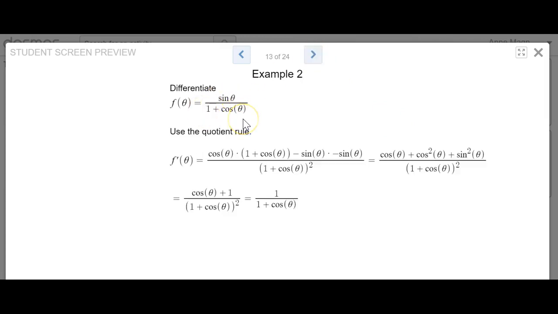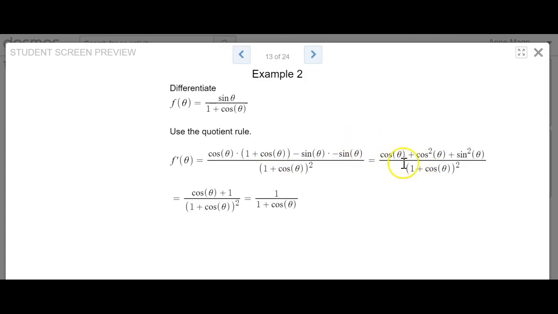Here's another example. This time I'm going to use the quotient rule. So the derivative of the numerator is cosine theta times the denominator minus the derivative of the denominator, which is minus sine theta, times the numerator, which is sine theta, all over the denominator squared.